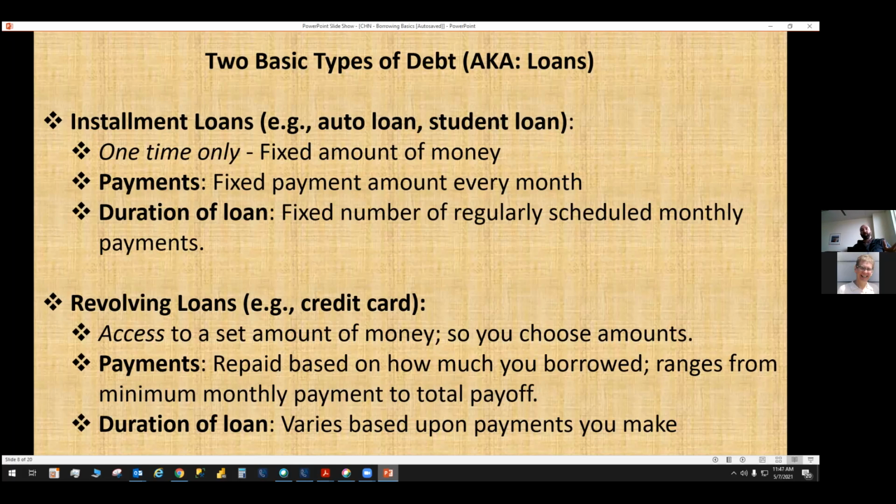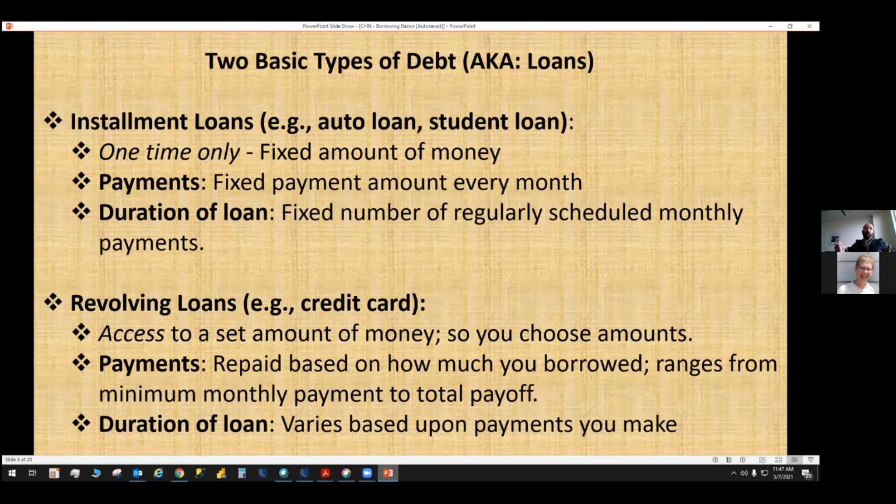And then there's revolving loans. Revolving loans are, for example, like a credit card. The loan is an open access sort of to a fixed amount of money or a set amount of money. So if you have a credit card that you can have up to $3,000 on, say, you don't have to have any money on that credit card. You don't have to be making payments on it unless you use the credit card, and you don't have to use the credit card for the full amount available to you.